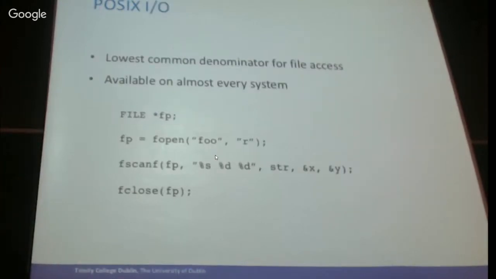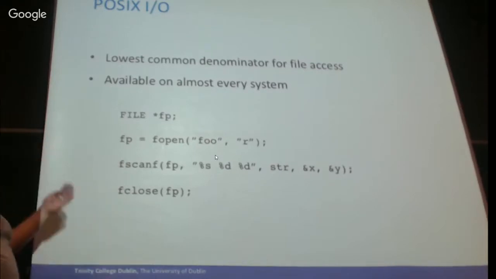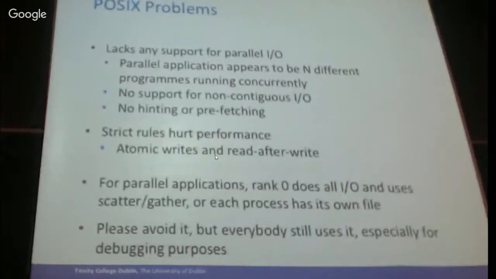If we want to implement the first version, we can just use standard POSIX semantics. Get a file pointer, open something, read something from it, and close it. It works. And the thing that's nice about it is, it's there. It's the lowest common denominator, but it works, right? The downside is it lacks any support for parallel things.